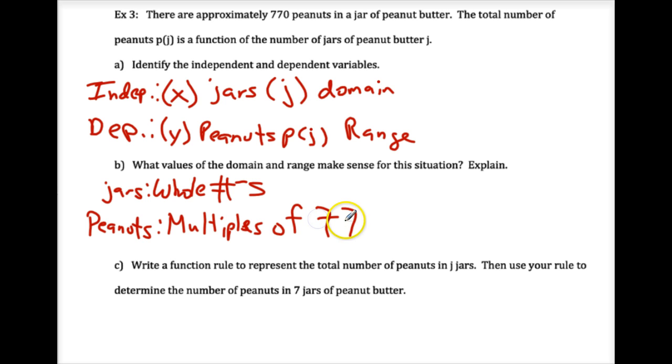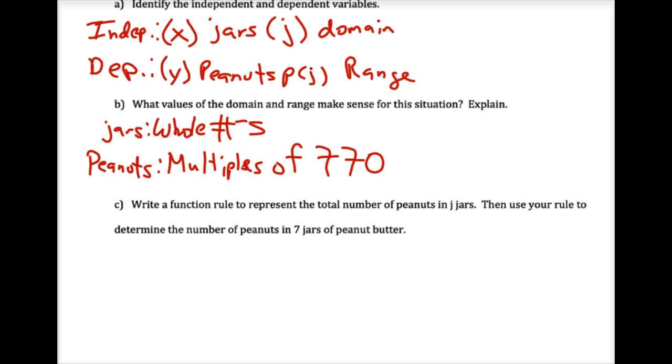Could you have 0 peanuts? Yeah. Could you have 770 peanuts? Yes. Nothing in between. What about 769 peanuts? You can, it'd just be a little bit of an empty jar. You got gypped on that jar of peanut butter, I guess.